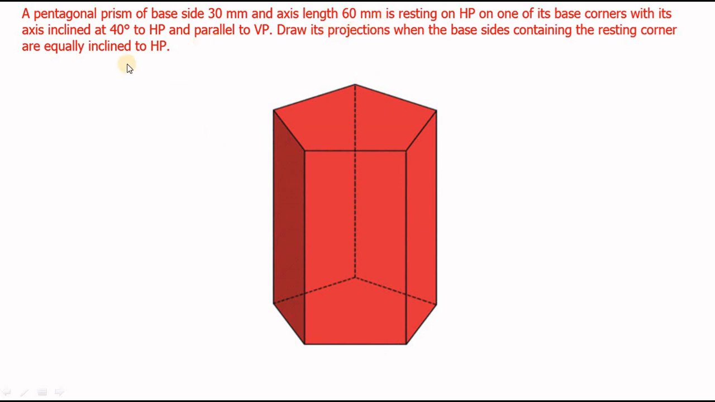The axis is inclined 40 degrees to HP and parallel to VP. We have to keep the prism in such a way that the axis is 40 degrees inclined and parallel to VP. They have also said the base sides containing the resting corner. These 5 sides are the base sides, the base edges. Sides are equal to edges. So these are the base sides containing the resting corner.